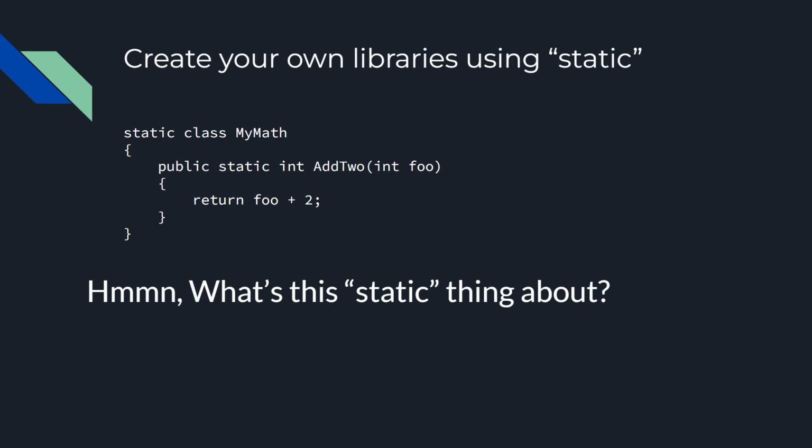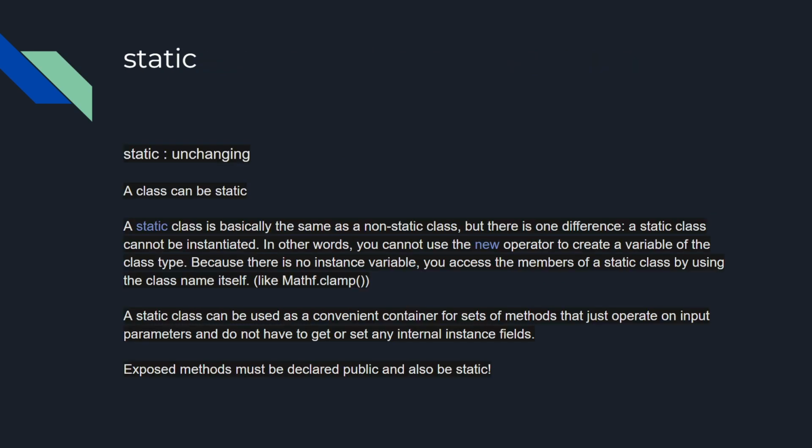Let's get one of the last things about static out of the way here. Static, what is it? Static is unchanging. A class can be static, so the class itself does not change. It does not maintain some kind of internal state that changes as it goes on, right? At any moment, it is what it is.